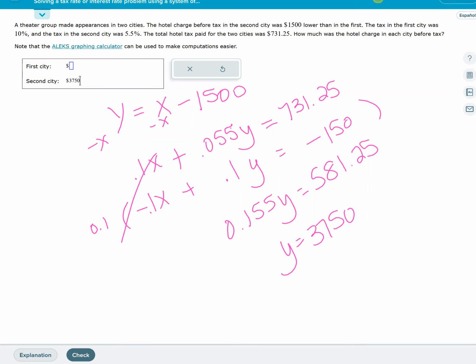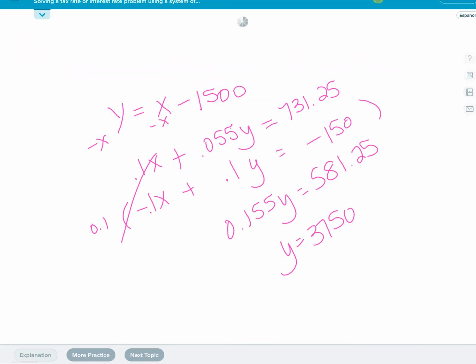So this is 1,500 lower than the first. So we want to add 1,500 to this amount to find out what the charge was in the first city. 5,250.